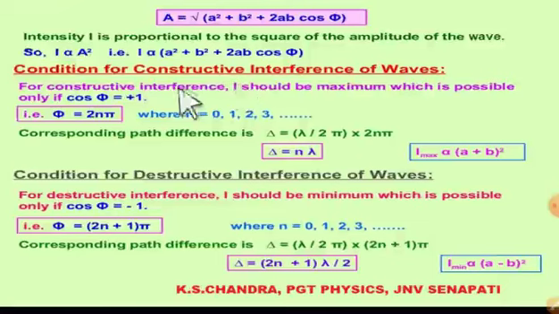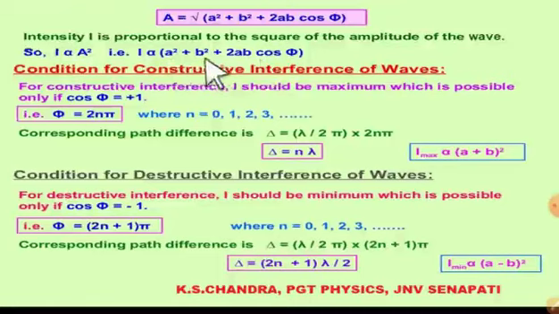So for constructive interference to occur, what happened? This intensity I should be what? Maximum. Okay, maximum intensity should be reaching there. So we said that that intensity is what? Maximum. So to have this intensity maximum, what happened?